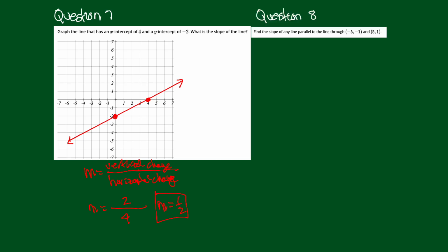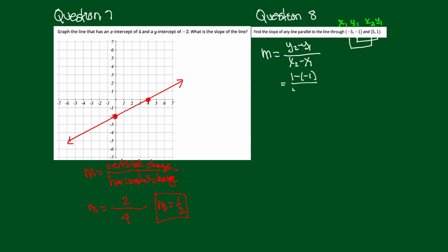There we go. Question 8. Find the slope of any line parallel to this line that's through these 2 points. All right, so let's get the slope of this line. Now, I'm going to label. That's the first x I see, the first y I see, the second x I see, the second y I see. So I'm going to write the slope formula. The slope is second y minus first y over second x minus first x. So how about second y minus first y? I'm thinking 1 minus -1, 1 minus -1 over second x minus first x.